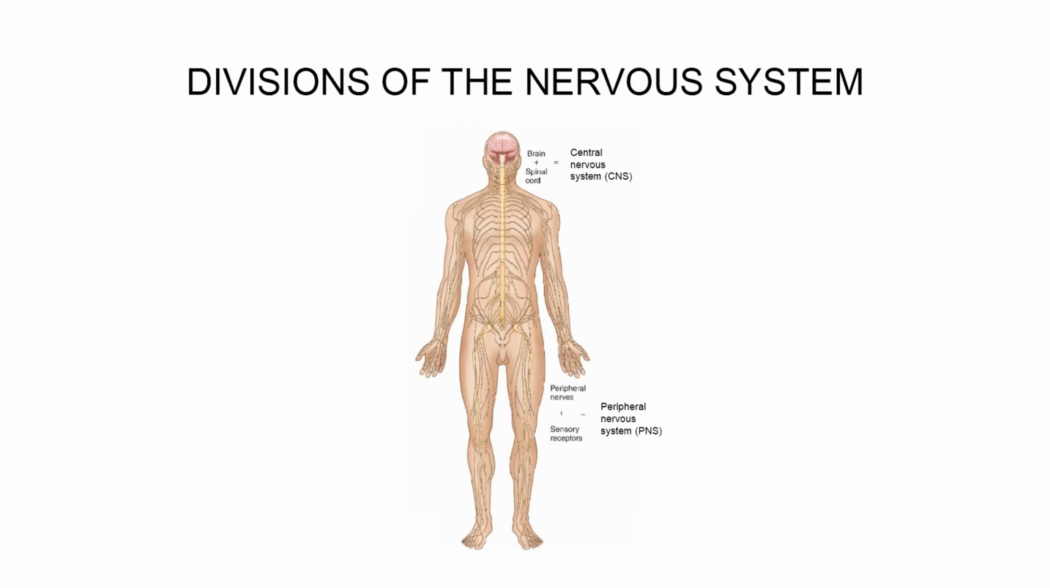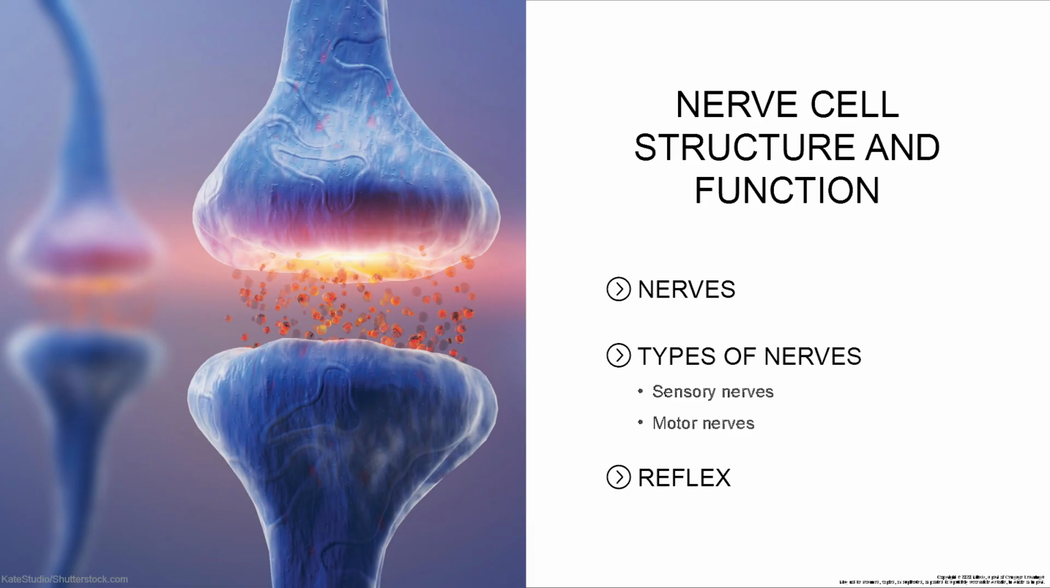The nervous system is divided into three main subdivisions. They are the central nervous system, which consists of the brain, spinal cord, and spinal nerves; the peripheral nervous system, which carries impulses and messages; and finally the autonomic nervous system, which controls involuntary muscle movements. There are two types of nerves. We have the sensory nerves and the motor nerves.